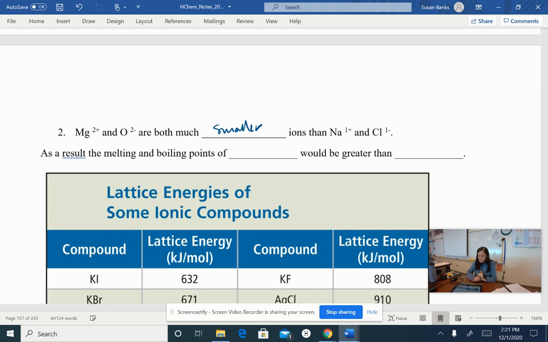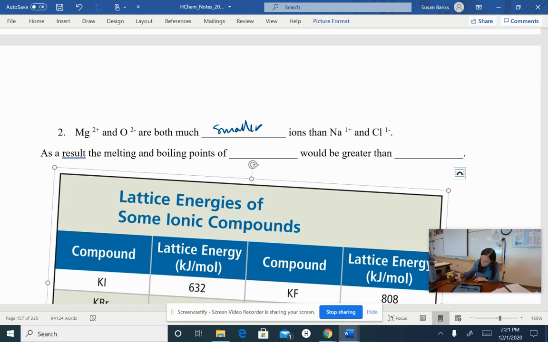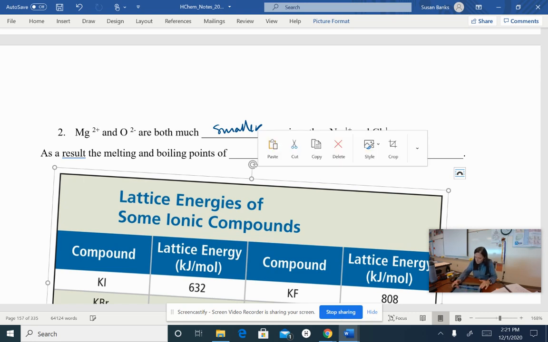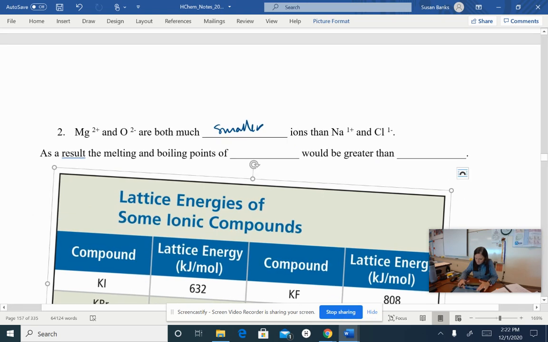As a result, the boiling points of... whoa, that's not what I wanted to do. Let's undo that.